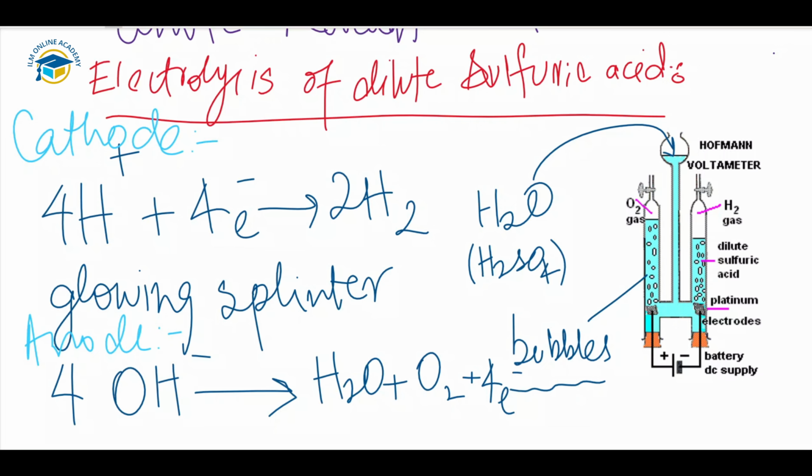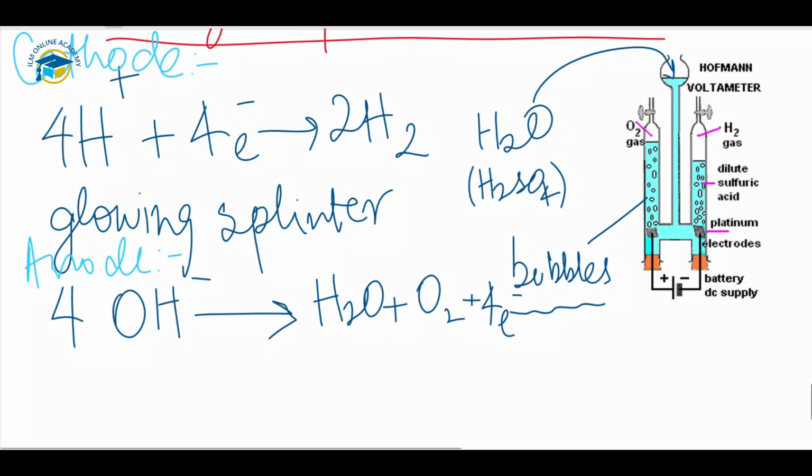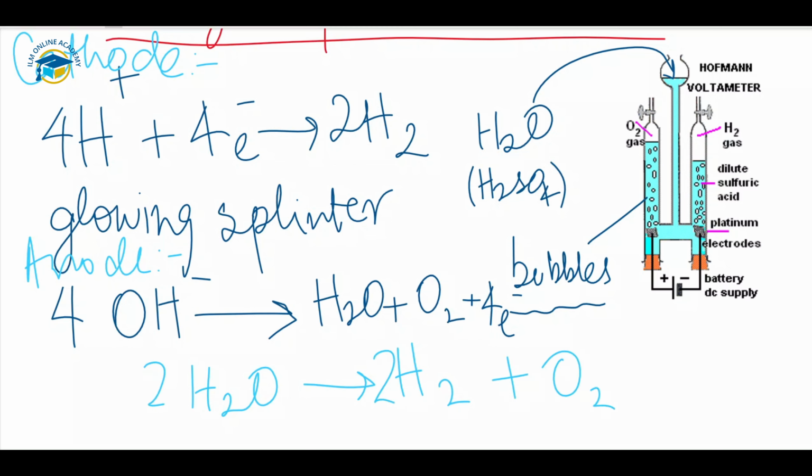So the overall reaction for the electrolysis of water or acidified water will be H2O producing hydrogen gas plus oxygen gas. As this is not balanced, you can balance it by putting a 2 as the coefficient with the water and also with the hydrogen gas. So this is how the electrolysis of dilute sulfuric acid happens.